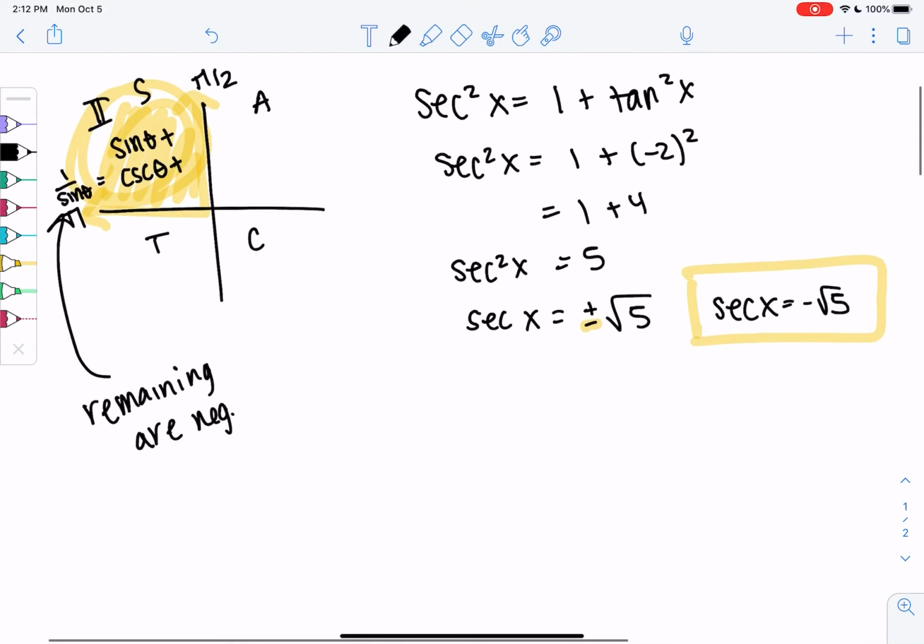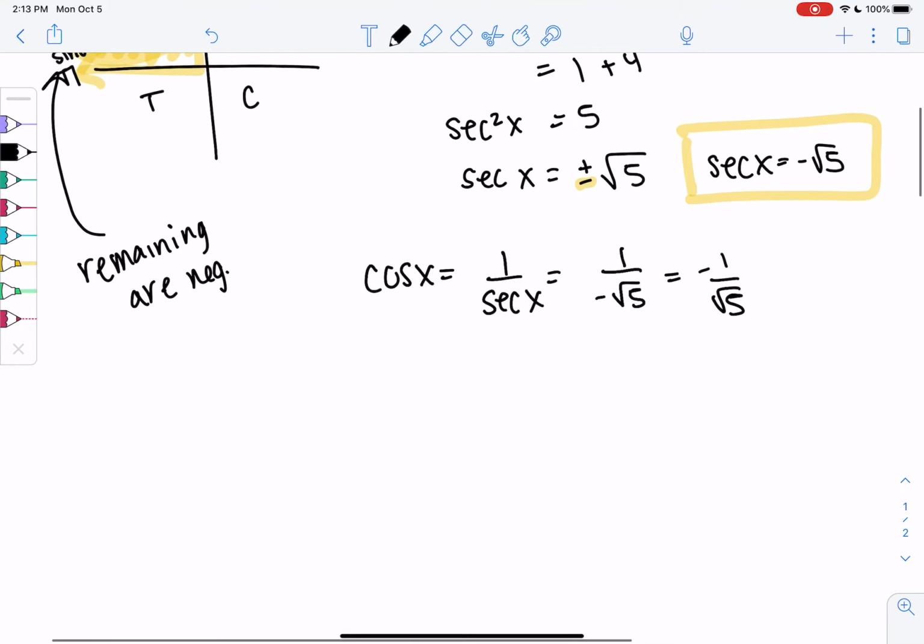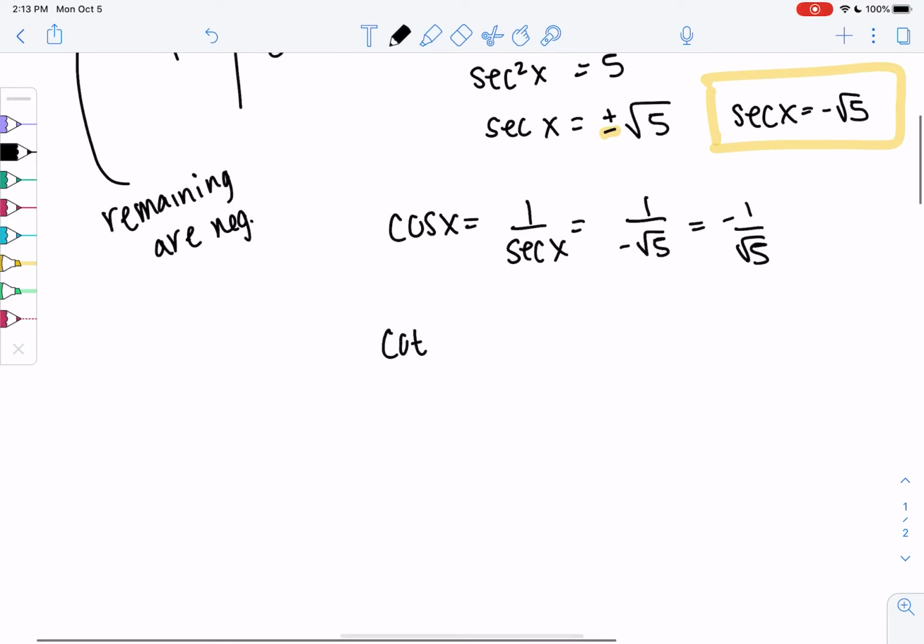And then I would probably do cosine next because I know cosine is 1 over secant. So cosine would just be 1 over negative, oops, would be 1 over negative root 5, or negative 1 over root 5. And then you could probably find the rest. So cotangent, I would probably use 1 over tangent. What else do we need?